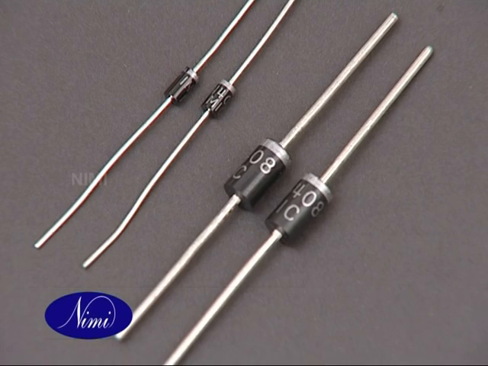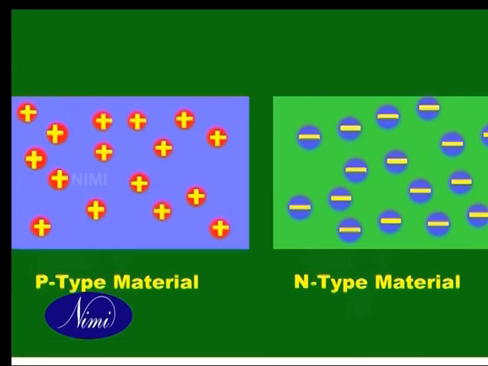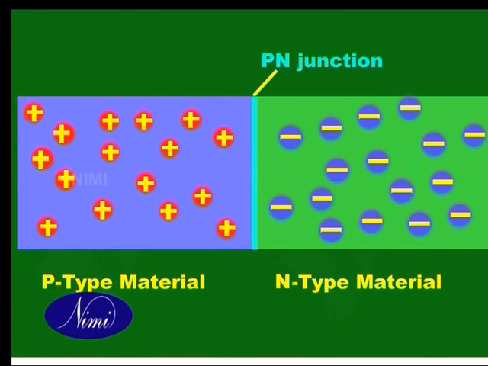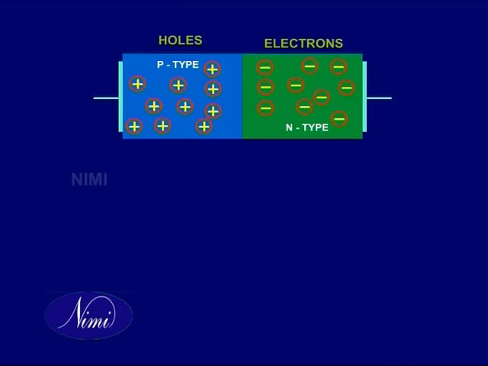A diode is made by combining P and N materials. The surface at which these materials meet is the P-N junction. Diffusion occurs when P and N materials are joined together.